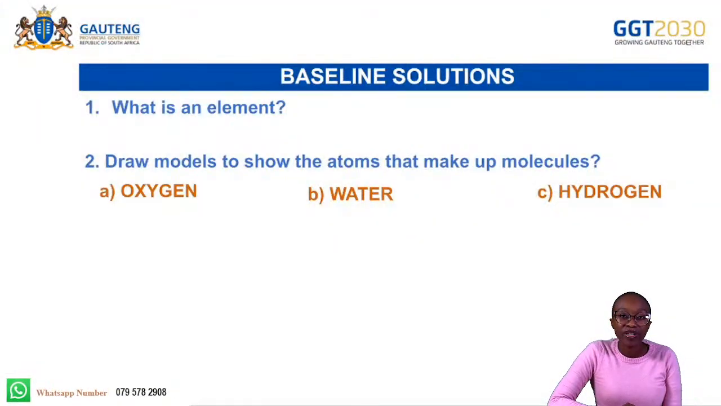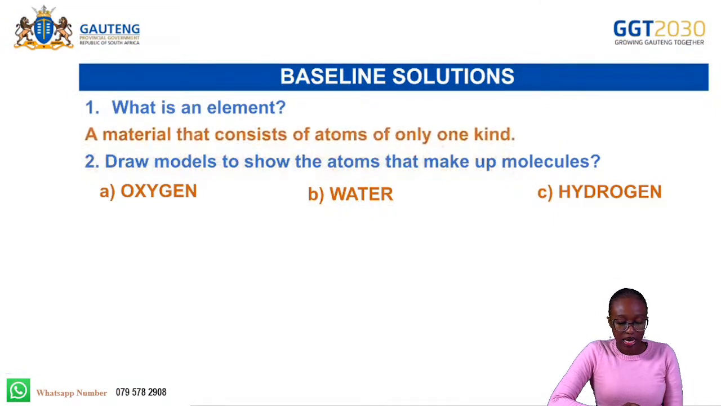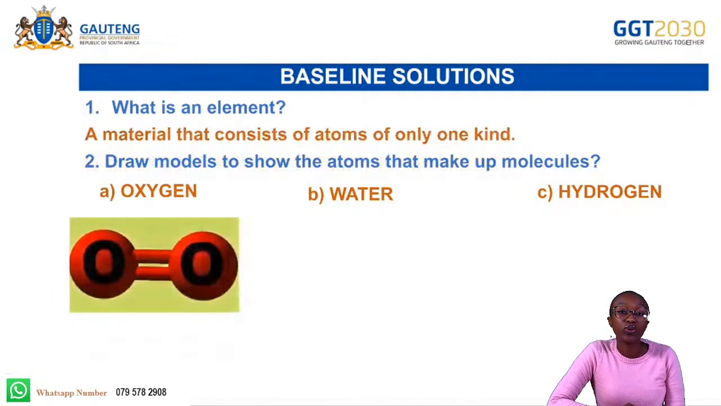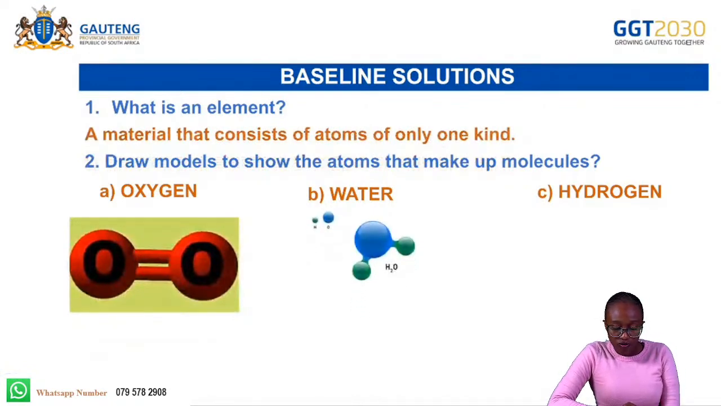Now let's answer the questions together. What is an element? An element is a material that consists of atoms of only one kind. And then you're also required to draw models to show the atoms that make up molecules: oxygen, water, and hydrogen. Remember last week we learned that some atoms of some elements exist as diatomic molecules, and oxygen is one of them. So there is oxygen, and then we have water.